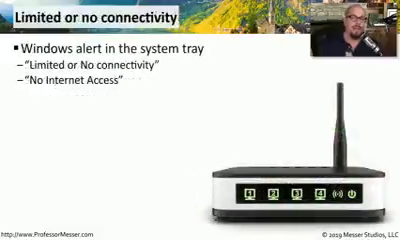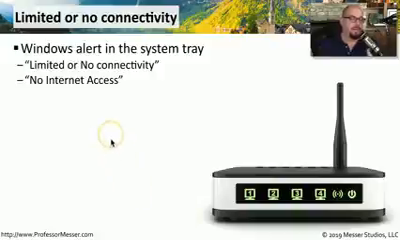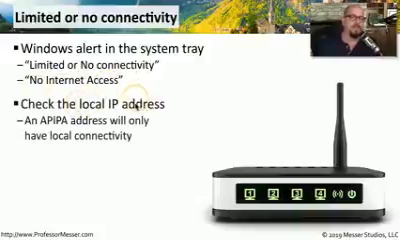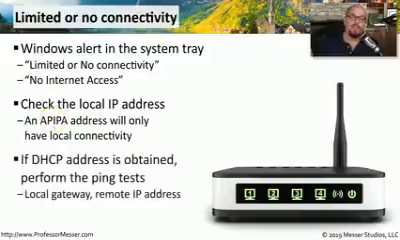If you are having problems accessing different resources on the network, you may want to check the system tray in Windows. It may tell you that you're having limited or no connectivity, or it may say no internet access. You should check your local IP address and see if it's an address that's able to communicate to the internet, or if for some reason you may have been assigned an APIPA address. If the DHCP server is working properly and you were assigned a DHCP address, then you can try the different pings to your local IP address, your default gateway, and then outside your local network to see exactly where along the line you're having the communication problem.